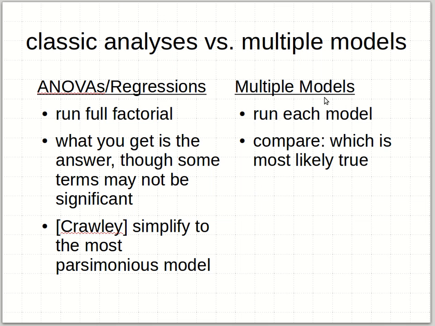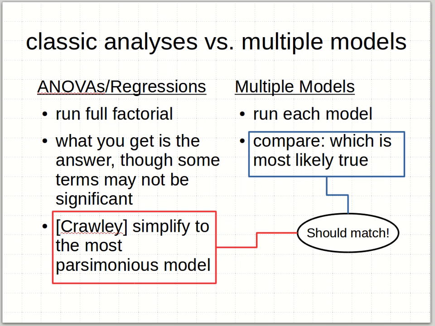The multiple models approach would be not necessarily just running this one full model, but you might run each model and compare those alternative models: factor A, factor B, and the factor A times B, etc., kind of idea in factorials, and then compare those to see which one is most likely true. In an ideal world, we would say that these two outcomes would match. There are some conditions where they may not, if you get into some difficulties and more complicated analyses. But what we're trying to get to here is when might ANOVAs be most appropriate and when might you think about an AIC as being more appropriate.